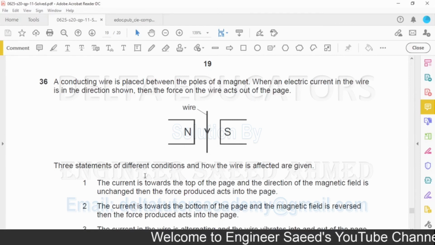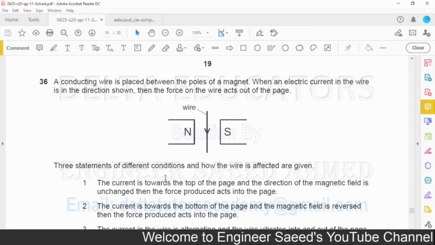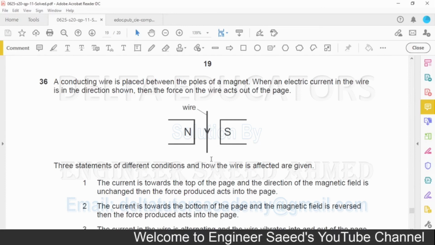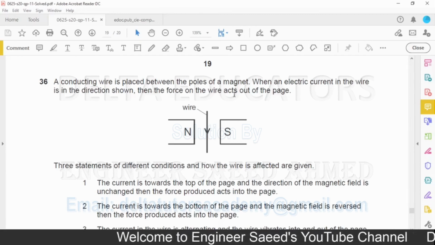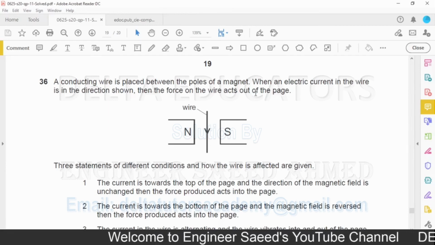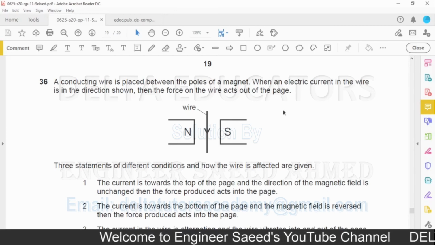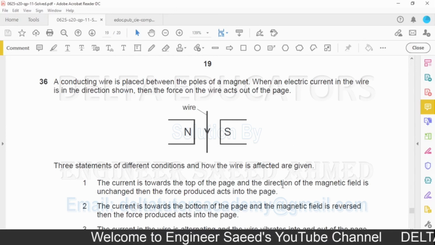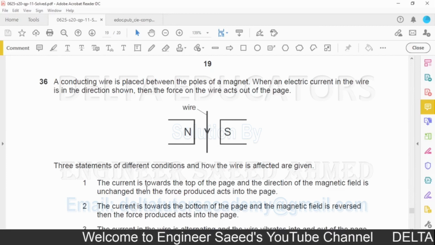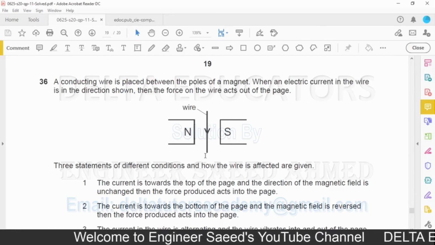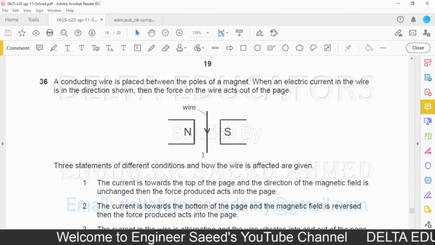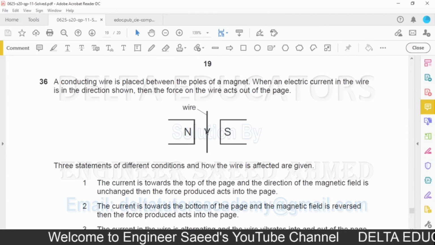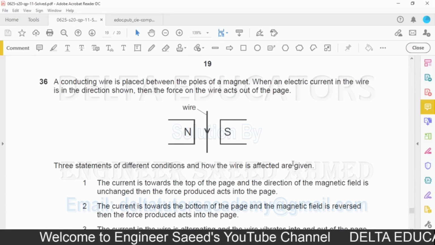Now the direction of the current is reversed. Now the direction of the current is to the top. So the direction of the force will be into the page. Before it was out of the page, now it will be into the page. So this point is correct. When the direction of the current in the wire is reversed, the direction of the force is also reversed.